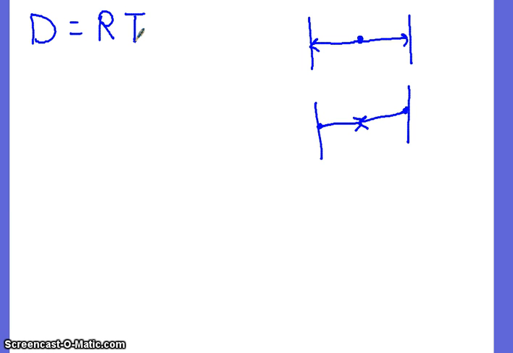So let's take a look at the first type. A southbound bus, going south, left Fort Walton Beach at 9 a.m. Two hours later, a northbound bus left the same station. Did they leave at the same time? No. If the buses traveled the same rate, going the same speed, and were 352 kilometers apart at 2 p.m., find the rate of the buses.